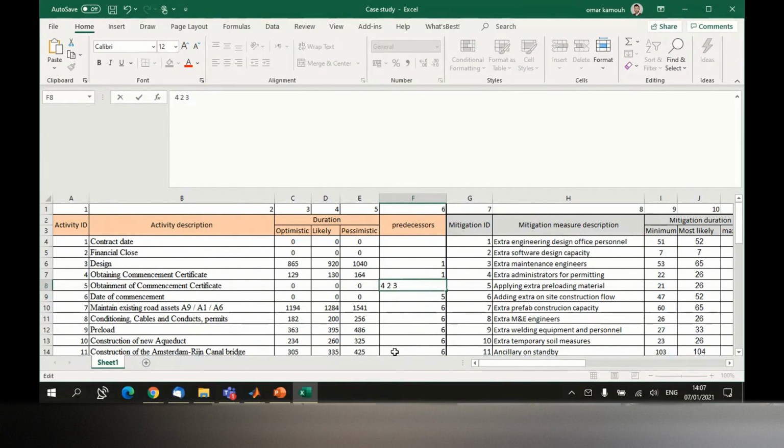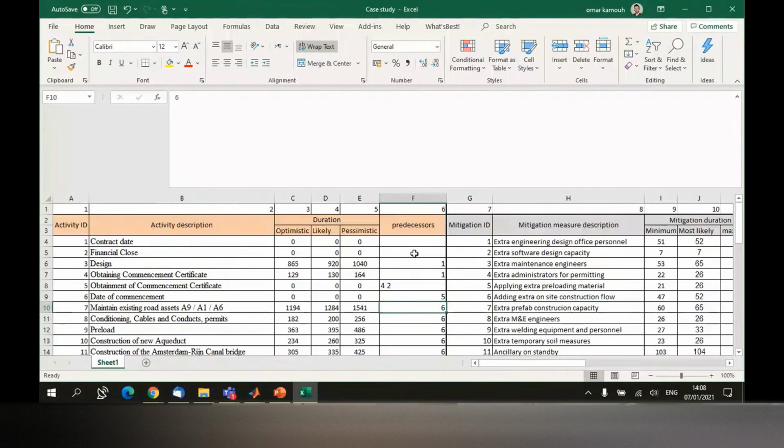You can define multiple activities as well. So this information here, the predecessors, defines your network. So which activity follows which activity.